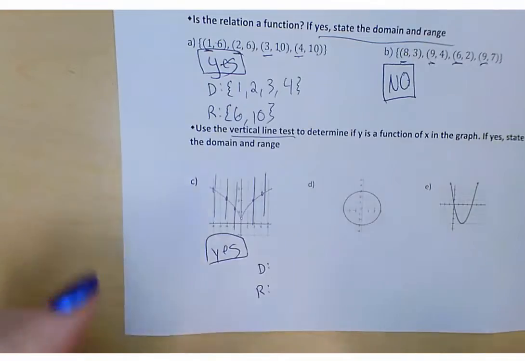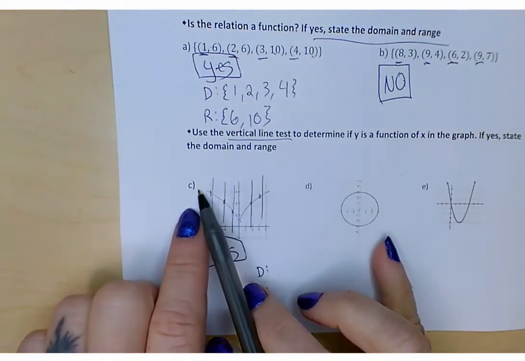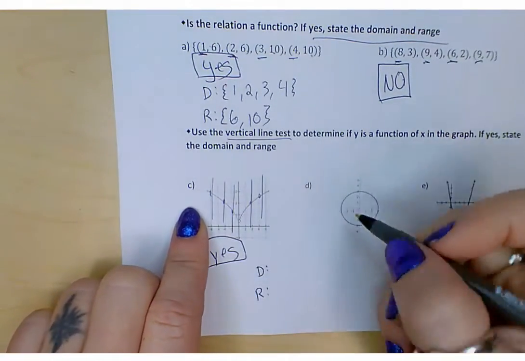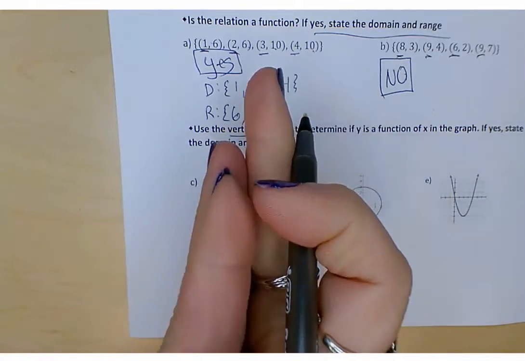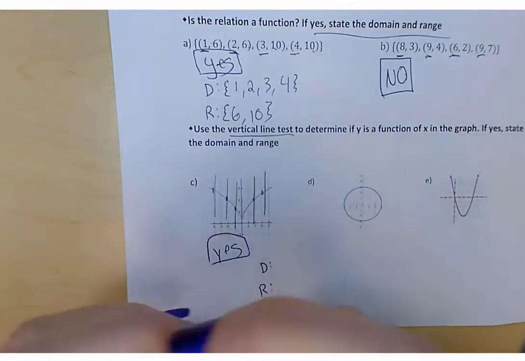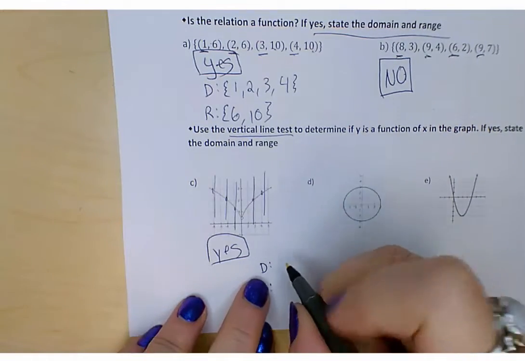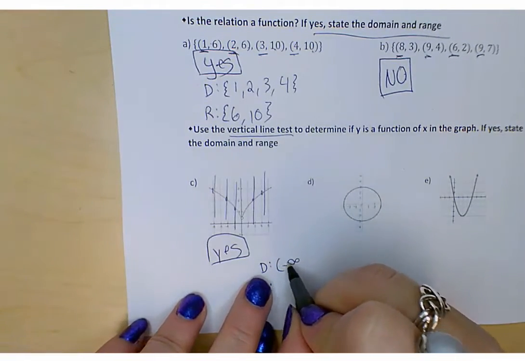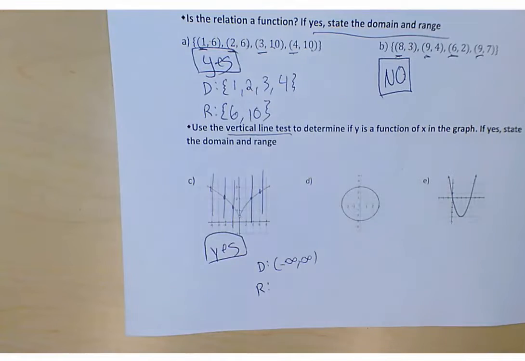If we list our domain and our range here, this is assumed to shoot off to the left and to the right on either direction. So remember, the domain is your span of your x values. So you want to look left, you want to look right and see how far out this graph is going. So this one here would be negative infinity to positive infinity.